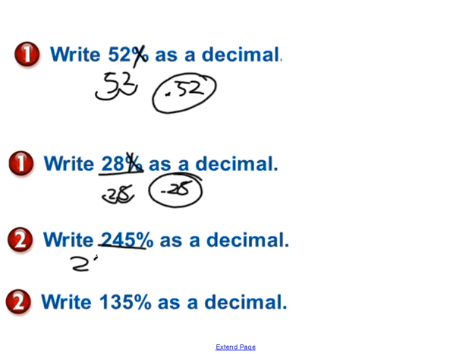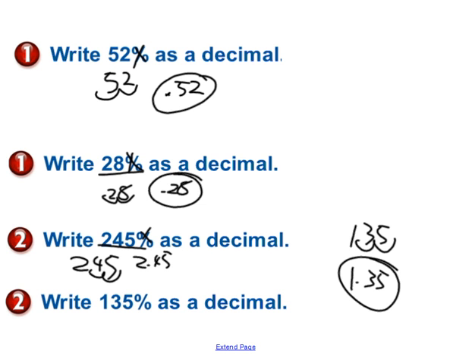Write 245% as a decimal. 245. I move the decimal 1, 2 places, so it's 2.45, and I of course drop the percent symbol, so 2.45 is my answer. 135% as a decimal, so 135. Move the decimal 2 places, so it's 1.35, and I've dropped the percent symbol.